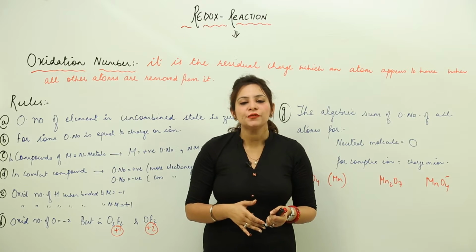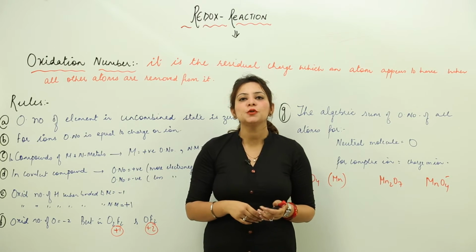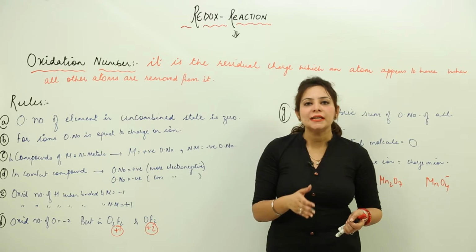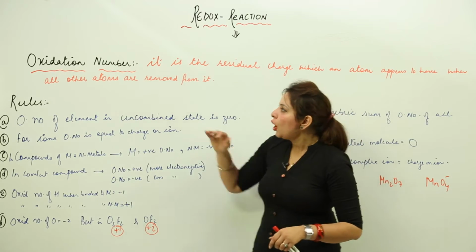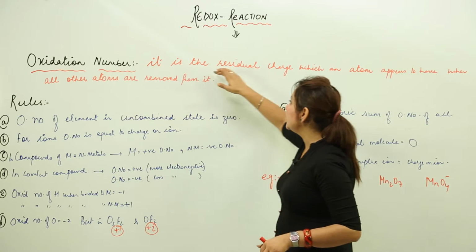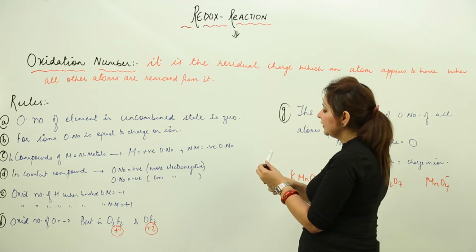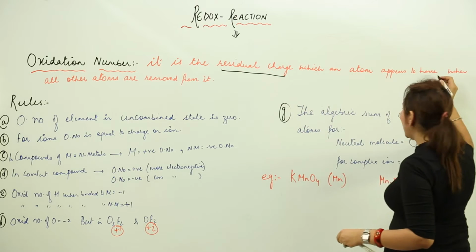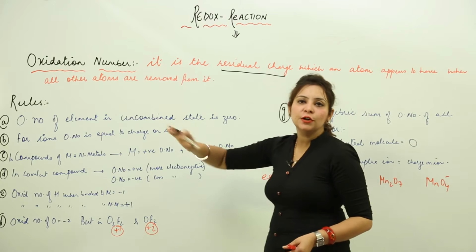Now we are going to define the redox reaction in terms of oxidation number. Before we do that, you should know what the oxidation number is. Oxidation number is the residual charge which an atom appears to have when all other atoms are removed from it.